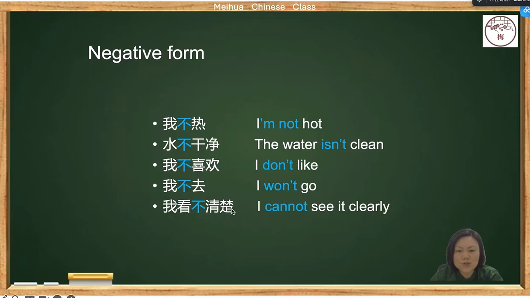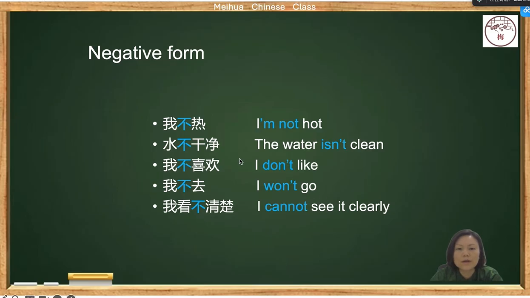我看不清楚. Okay, this is subject, verb, and complement. So we should add the character 不 after the verb and before the complement. 我看不清楚. 清楚 means clear. See something clear. 不清楚, not clear. So it should come before the complement and after the verb. The positive way is I see it clearly, right? I can see it clearly. So the negative way is I cannot see it clearly.